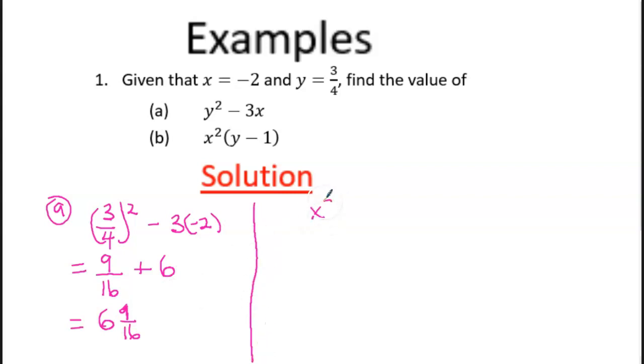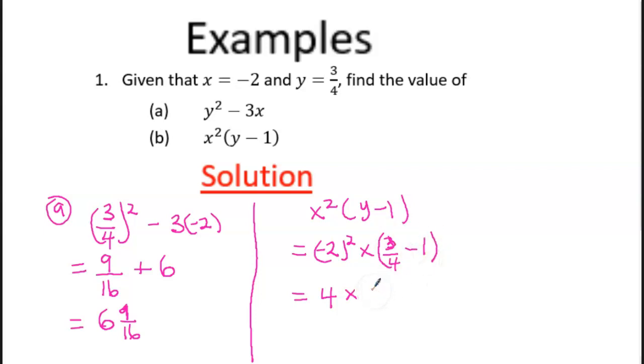We have x squared times y minus 1. So what it means is that x is minus 2, so minus 2 all squared times, bracket open, y is 3 over 4, so 3 over 4 minus 1. So minus 2 all squared gives us positive 4. Remember, when you square a negative number, you get a positive number. Times, if you find the LCM and then simplify this one, you are going to get minus 1 over 4.